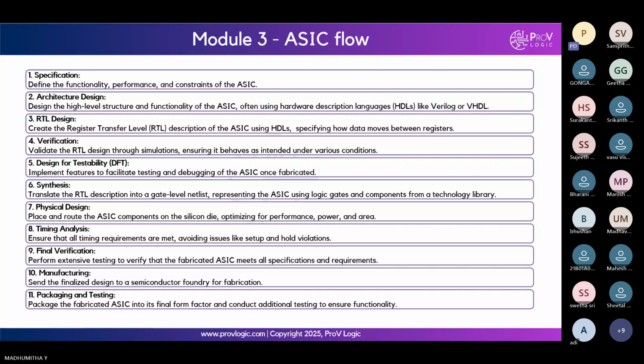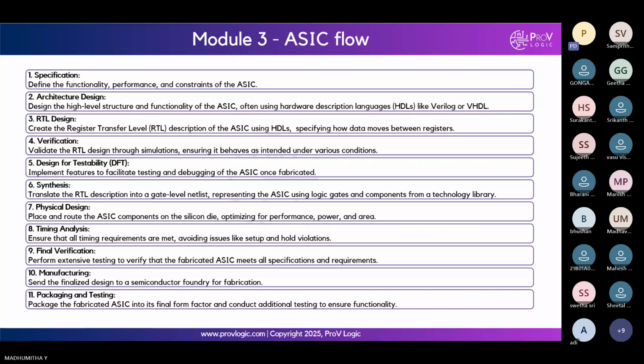So what is mentioned there? Place and route of the ASIC components on the silicon die, optimizing for performance, power, and area. All of these processes we will be doing in physical design. Place means placement of the standard cells. Standard cells means our combinational cells and sequential cells. We will call them standard cells. We will place those cells on the layout, and route means giving electrical connections for these combinational and sequential cells. That is called routing.